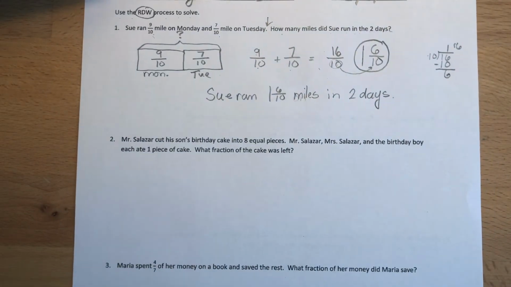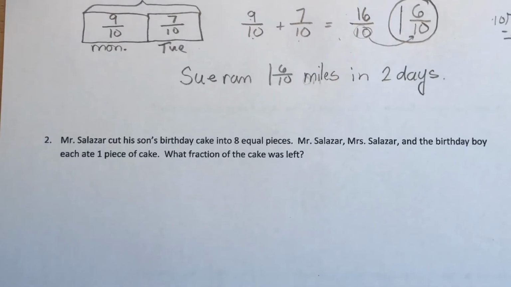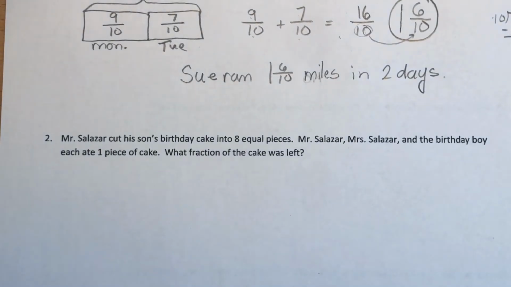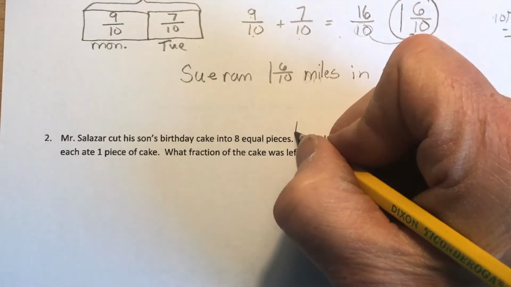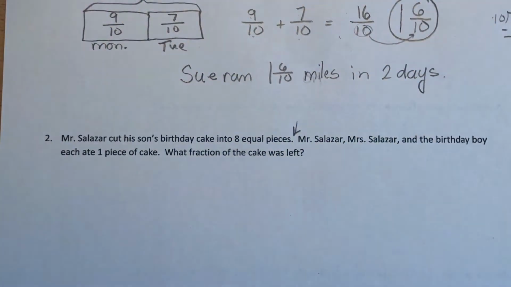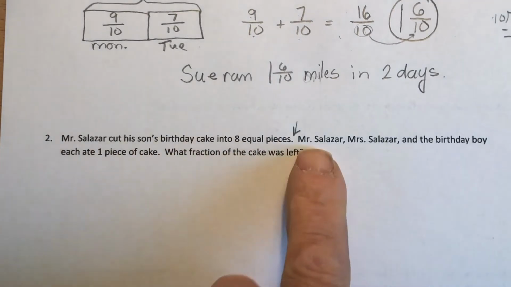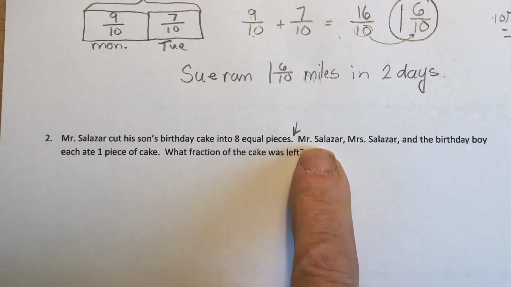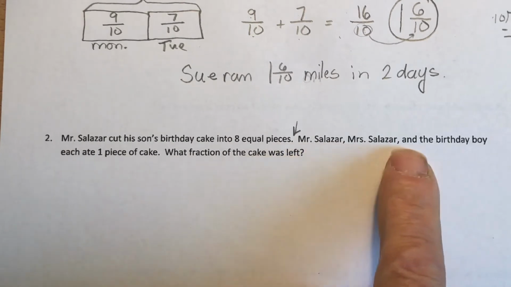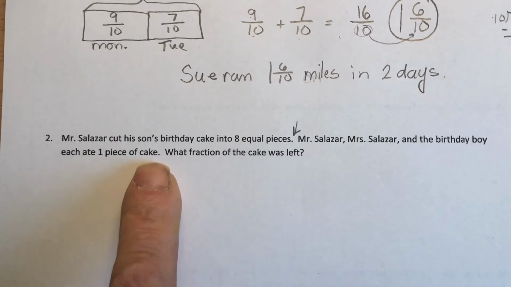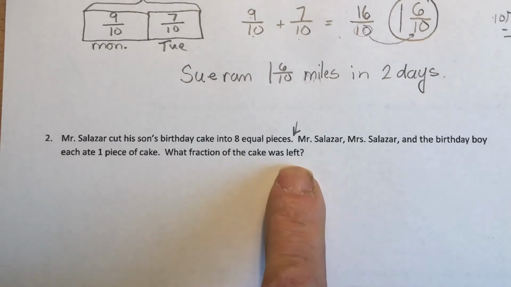Here we go. Mr. Salazar. Wow, that's a cool name. Cut his son's birthday cake into 8 equal pieces. Period. Stop. Oh man, you know how many birthday parties I've been to? A lot. And I know that every time we go to a birthday party and there's cake, we have to cut it into equal pieces. All right? Or some people cut them in not equal pieces. But Mr. Salazar, Mrs. Salazar, and the birthday boy each ate 1 piece of cake. What fraction of the cake was left?